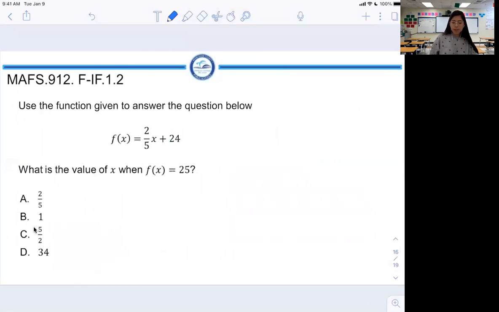Here's another, very similar, but slightly different, so be careful. Use the function to answer the question below. f(x) equals 2/5 x plus 24. What is the value of x when f(x) equals 25?